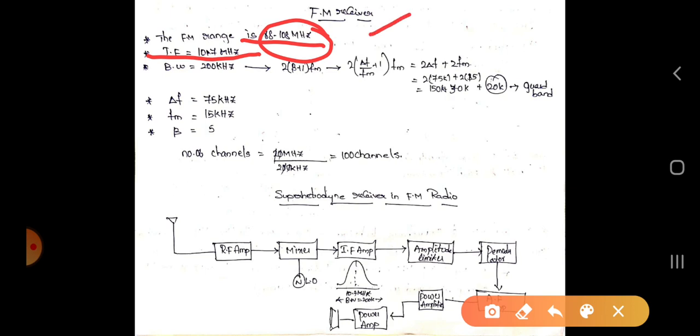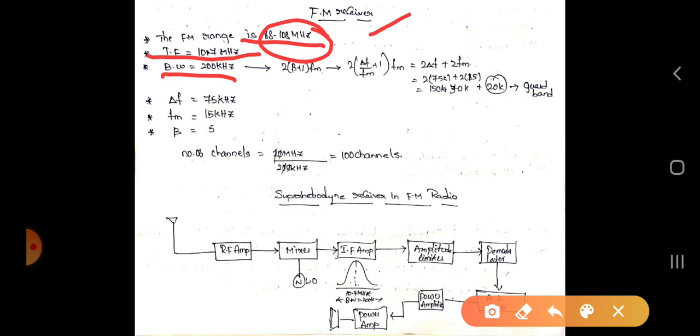And the bandwidth for the FM receiver is nothing but the channel bandwidth. In FM radio, from 88 to 108 megahertz, there are several channels. If you want to listen to songs, we tune to one range of frequencies, and if you want to listen to the news, it is in another channel, so I have to tune to another range of frequencies. So there are many different channels, and each channel has a certain bandwidth, which is 200 kilohertz.